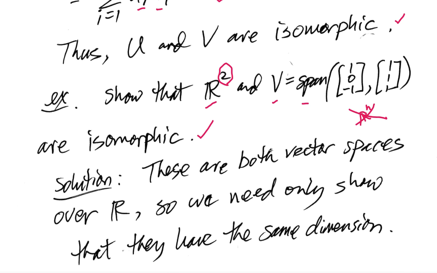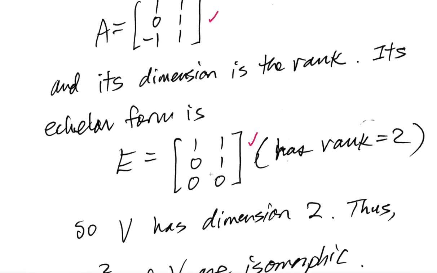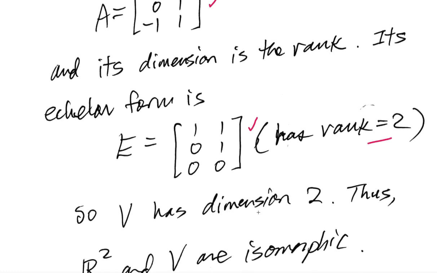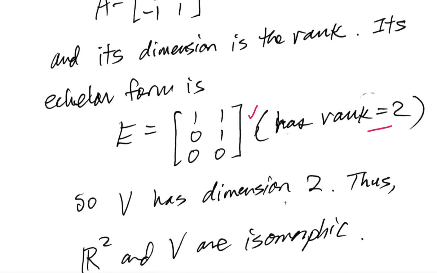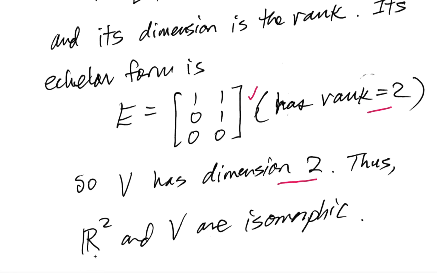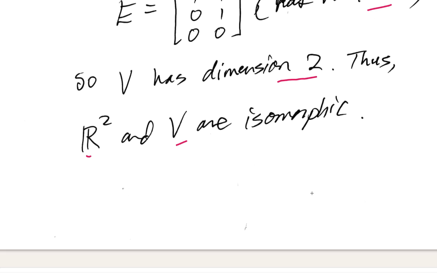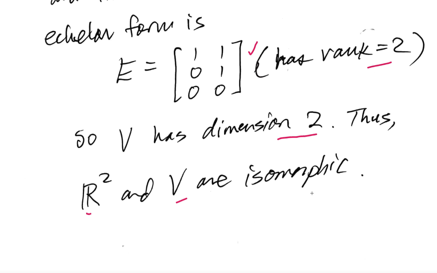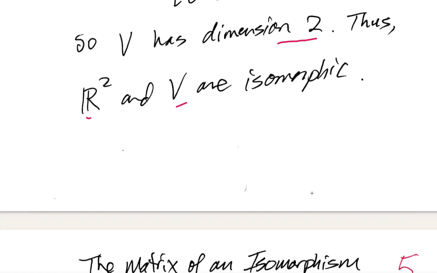This is going to be very easy. Okay, 0, 1, 1, 0. What's its rank? Well, how many non-zero rows does this have? It has 2. So V must have dimension 2 also, since this is the same as the rank. Thus, R2 and V are isomorphic because they both have dimension 2 over the reals. So pretty easy, all right?